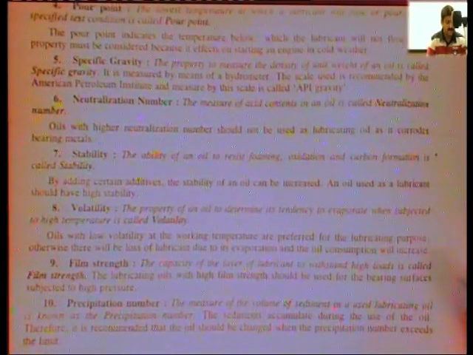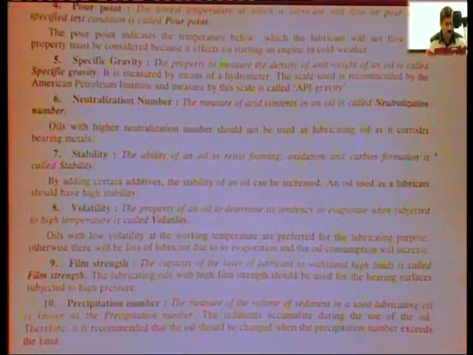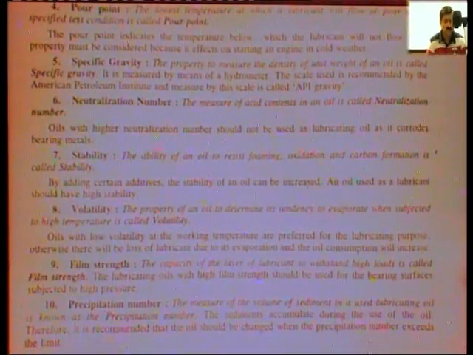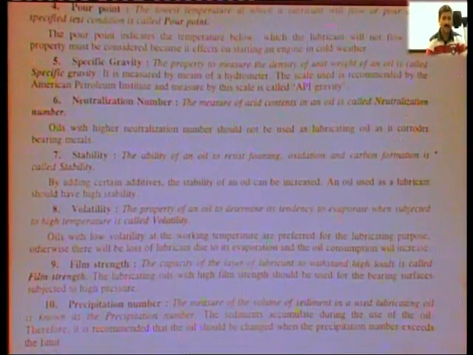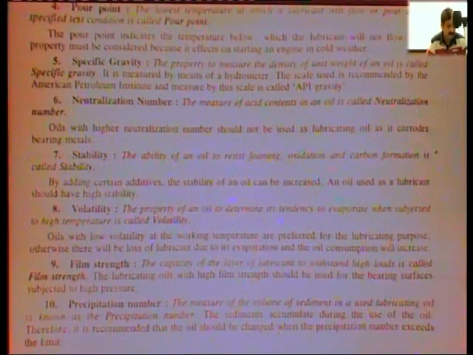Next property is the pour point. It is the lowest temperature at which a lubricant will flow or pour under specified test conditions, which is called the pour point, and this shows the temperature below which the lubricant will not flow. This will determine the lowest temperature at which the lubricant will work properly.